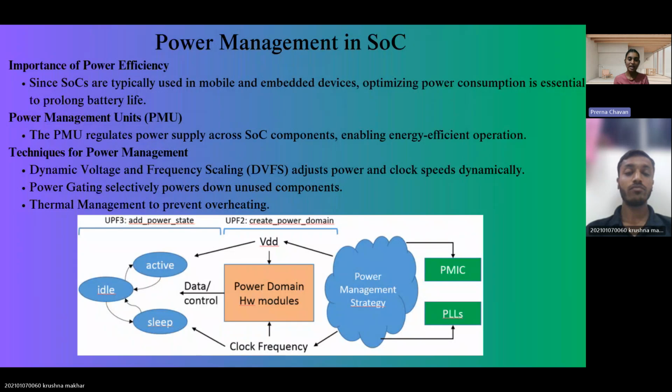Now, what techniques do we have? The techniques that we have for power management are dynamic voltage and frequency scaling, which is DVFS, which adjusts power and clock speed dynamically. Power gating selectively shuts down unused components. Thermal management to prevent overheating. As you can see, these are the techniques that are taken into consideration when we talk about SoCs.